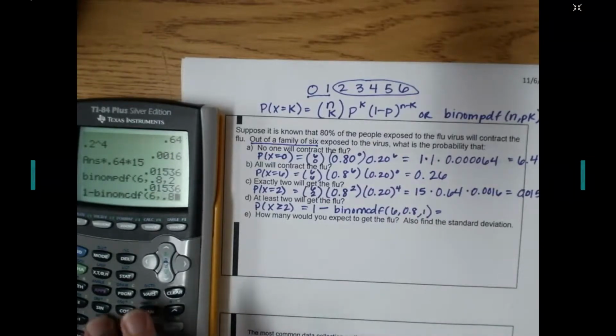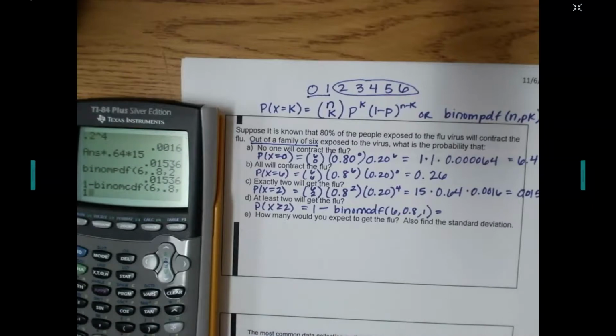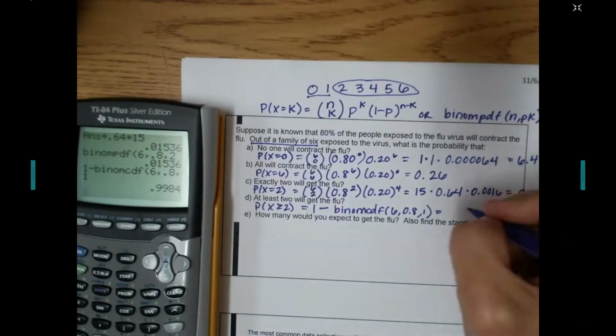At our next meeting, so today you're going to practice with some book work. But at our next meeting, the next class, we'll actually have a practice worksheet that's going to help with this. Okay, so the probability of at least 2 is pretty high, isn't it?